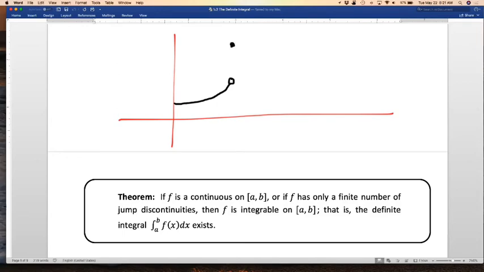Okay, so maybe it's something that looks like this. That's a jump discontinuity, provided that those are both at the same x value. And so what this theorem is saying is that if f is either continuous or the number of jump discontinuities is finite.